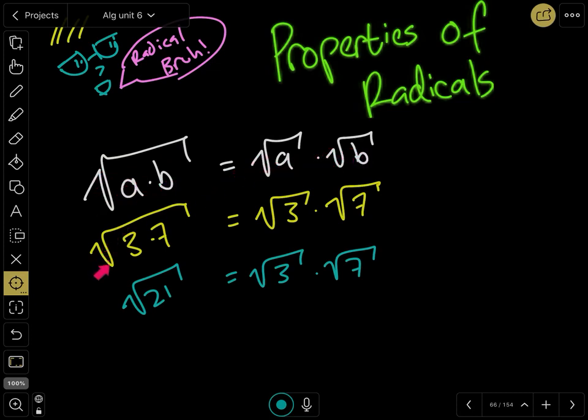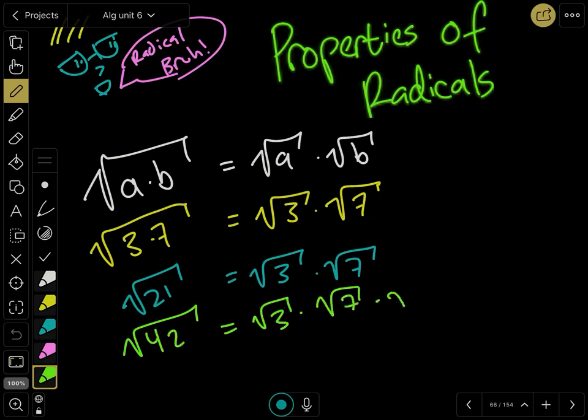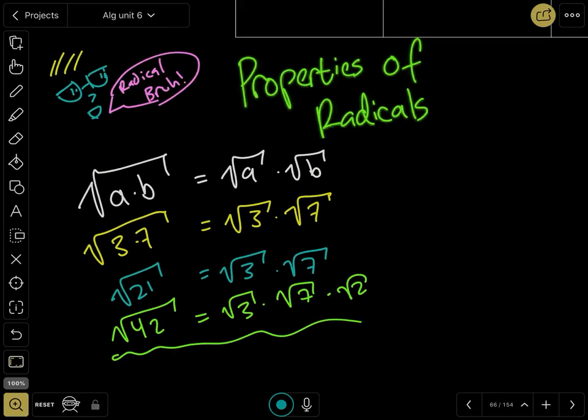So down here, for example, the square root of 3 times 7 would be equal to the square root of 3 times the square root of 7. Or this would be the square root of 21. 3 times 7 is 21. We could split that number 21 into two square roots of numbers. Or you could even take it one step further and look at, how about 42? This would be the square root of 3 times the square root of 7 times the square root of 2. So we can break a square root into the product of its factors.